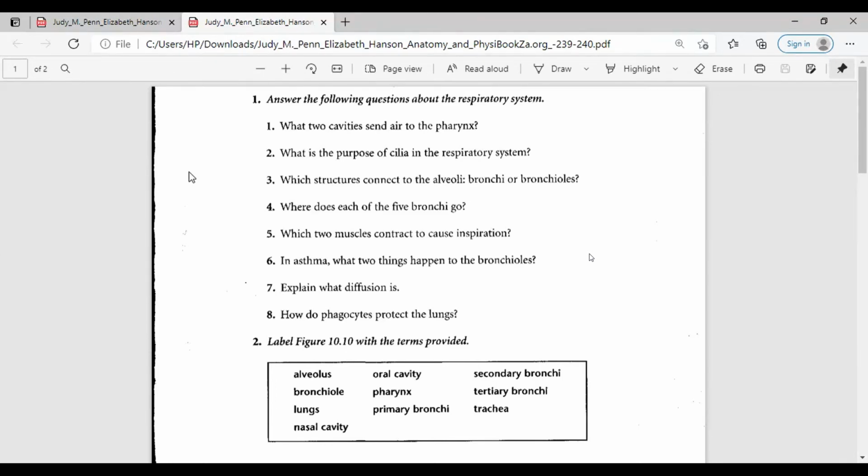Question number 6, you'll need to answer, but we haven't learned about asthma. Don't worry, we skip question number 6. I just ask the questions that I've taught you already. So we skip number 6. Number 7, explain what diffusion is.